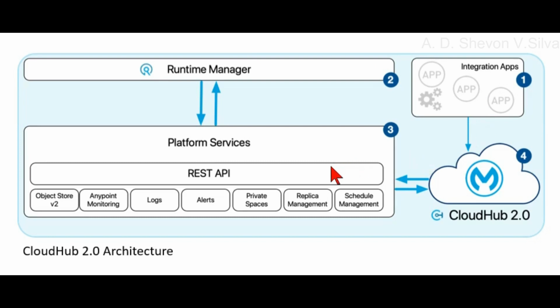Platform services. Platform services are responsible for coordinating all aspects of the platform. They coordinate deployment of applications, monitor integrations, provide analytics data, store application data, run schedule jobs, and more. Many of these services are exposed through the CloudHub 2.0 REST API.